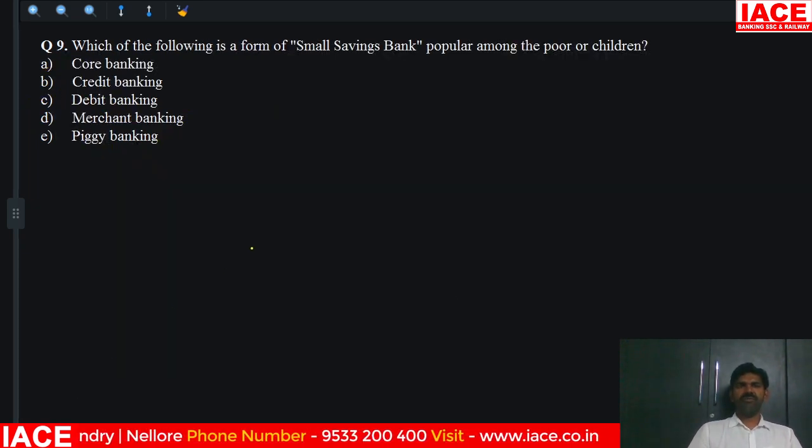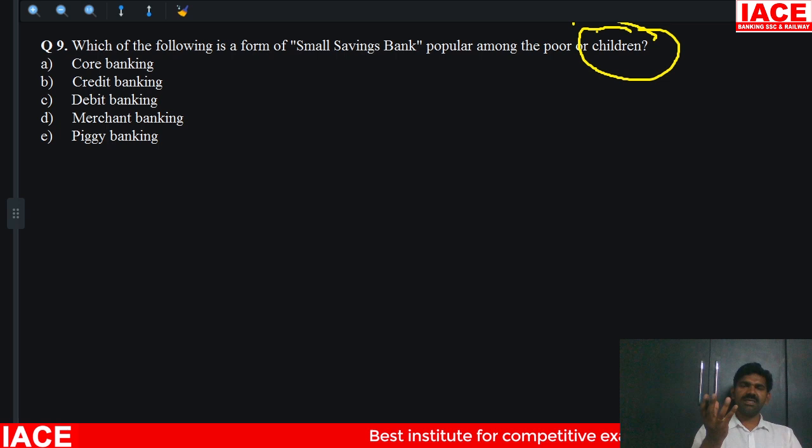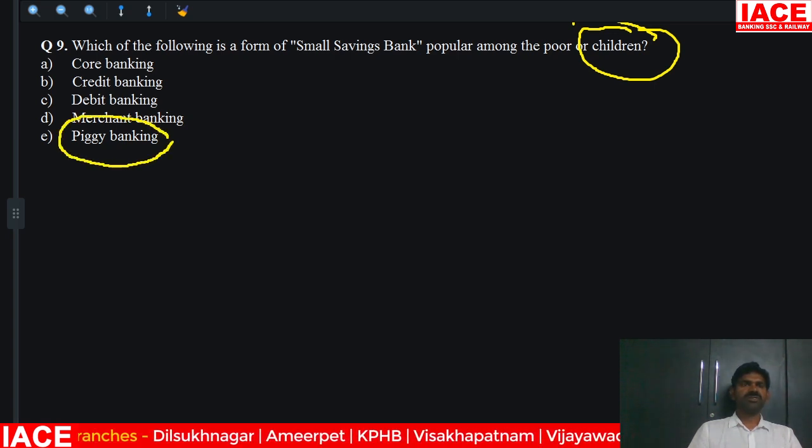Which of the following is a form of small savings bank popular among the poor or children? See here, when you say children, you know that children are very passionate about saving their money in small articles. There are some small kiddie banks. So the word here is nothing but piggy banking. This is very, very popular among the children.